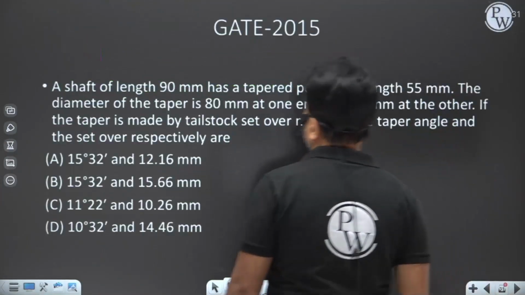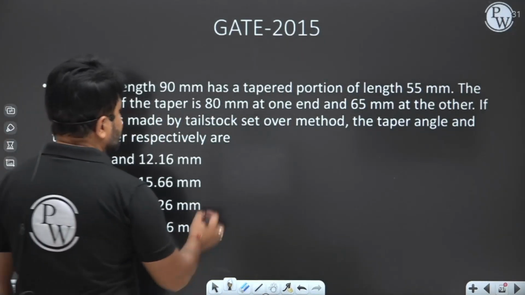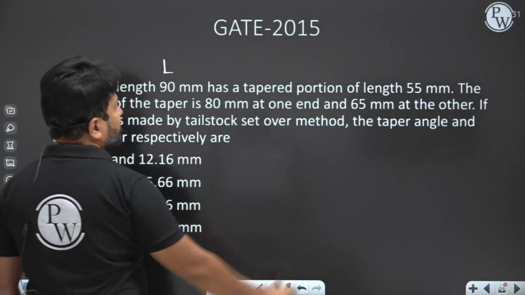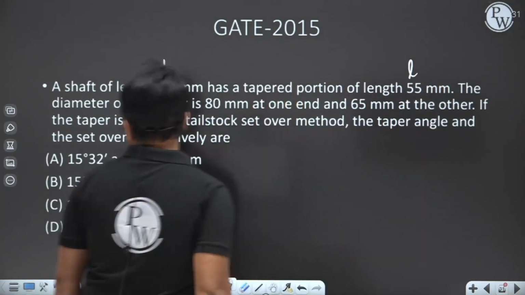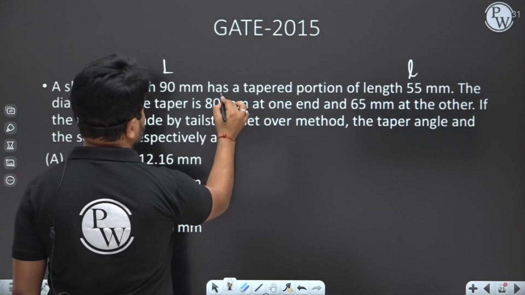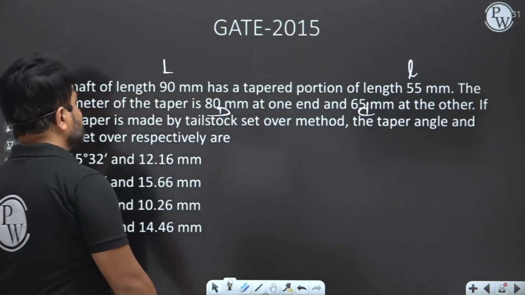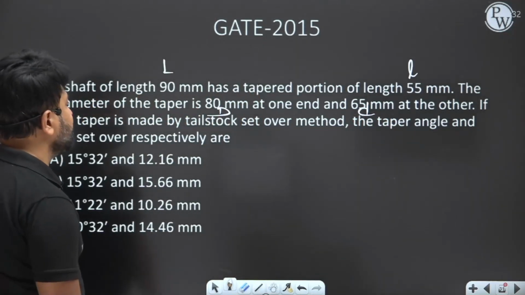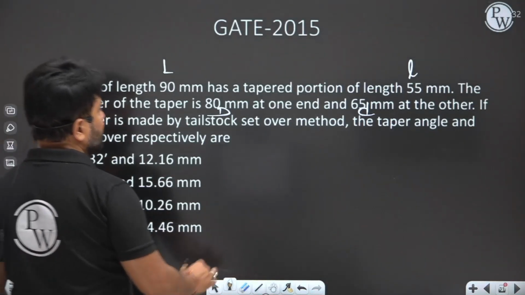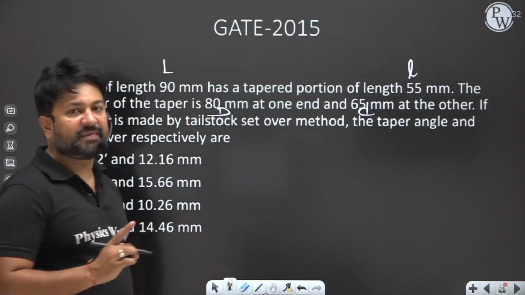Now let me solve one question. A shaft of length 90 mm has a taper portion of length 90 mm, that is capital L. Taper portion, that is small l. The diameter of the taper is 80 at one end, that is capital D, and 65 at the other end, that is small d. If the taper is made by the tailstock set over method, the taper angle and the set over respectively are.